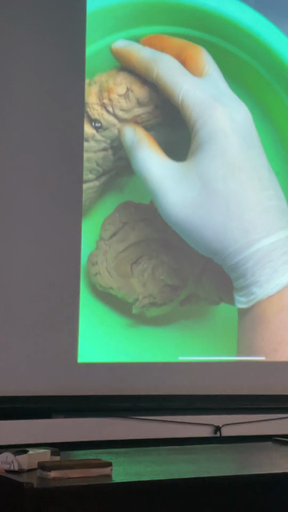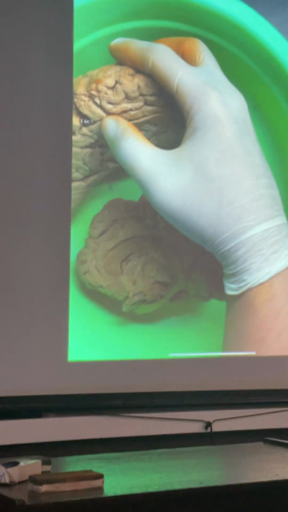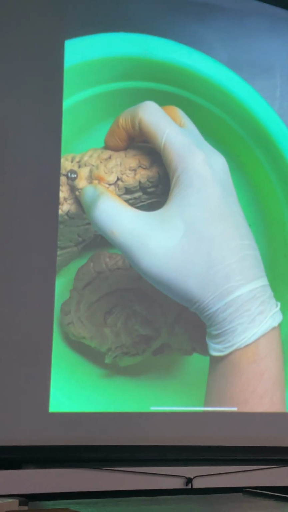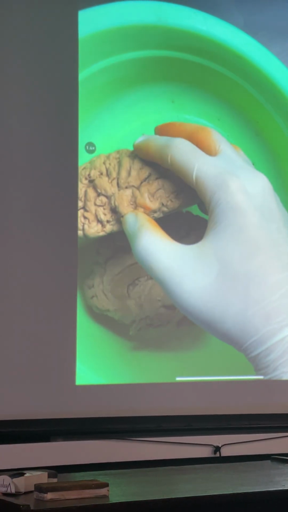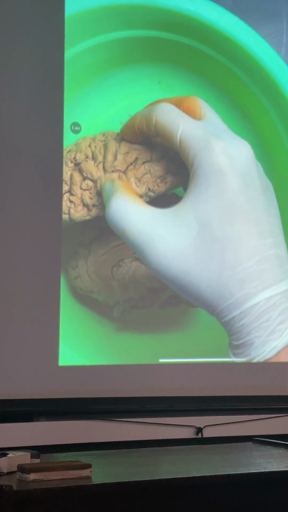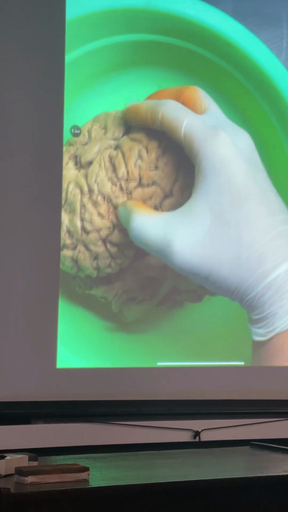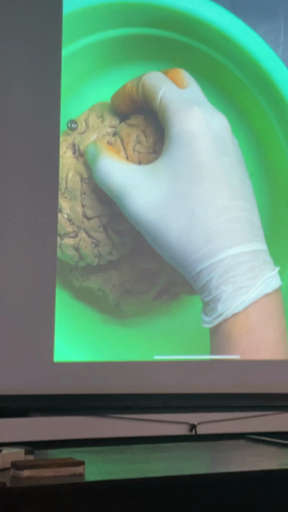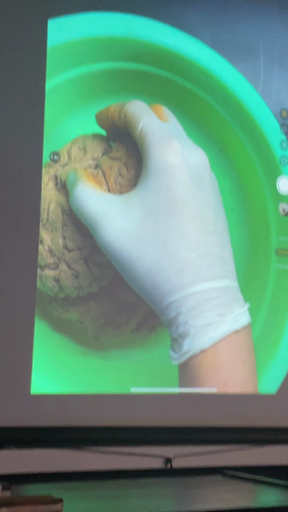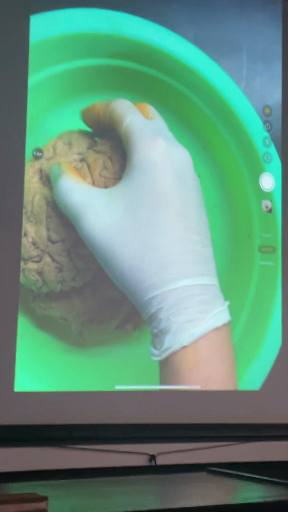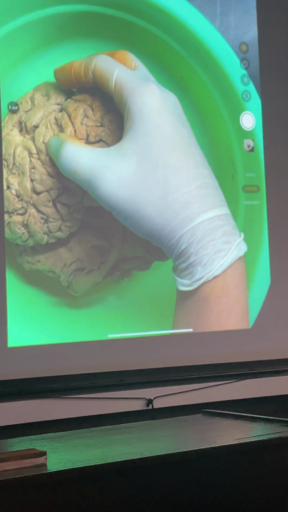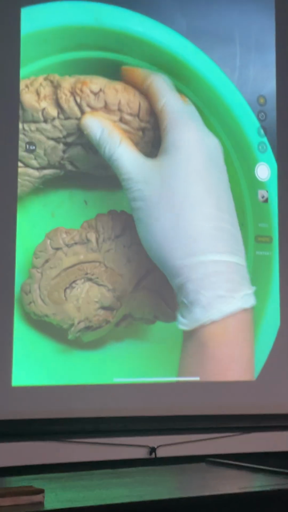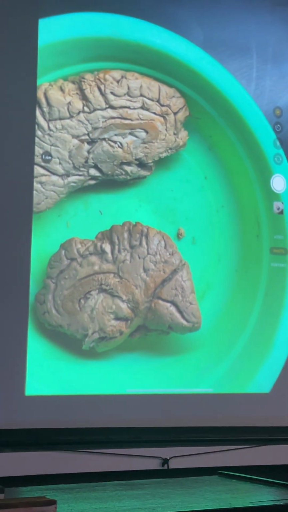From the midline, you have the lower extremity here, then your upper extremity here, then the face here, and then here you have the neck, or the structures of the neck. You get it? Homunculus. Okay, so let's proceed.